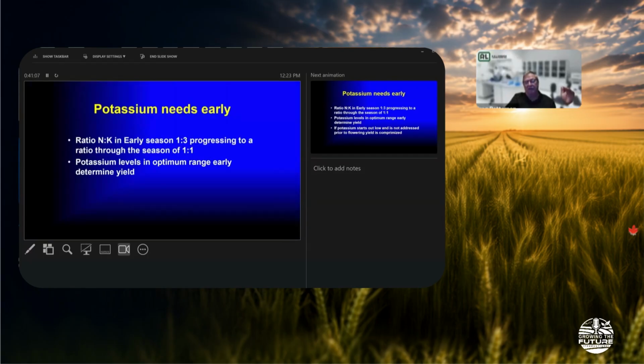So we need potassium early. For every pound of nitrogen a crop needs early, it needs 3 pounds of potassium. And that's going to come from the soil or some other means of side dressing or foliar feeding to keep that up to where it should be. So we want to make sure we address that really early.